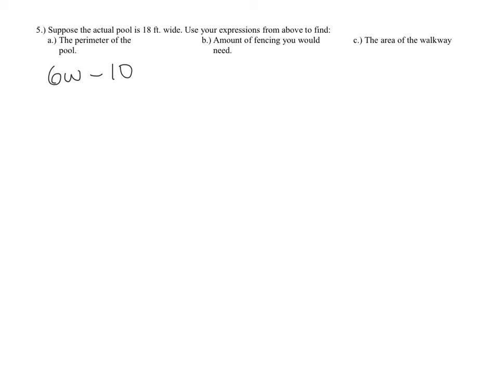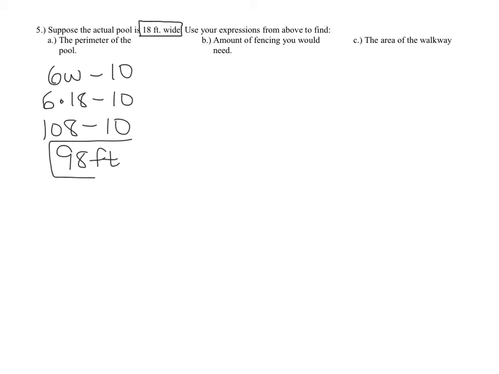Well, I'm saying suppose that the pool is 18 feet wide. Isn't that w, right? 6w means 6 times the width of the pool minus 10. So all I have to do is evaluate the expression. I do 6 times 18 minus 10. And then I just do the math. 6 times 18 is 108. And then I'm going to subtract 10. 108 minus 10 is 98 feet. So I have 98 feet as the perimeter of the pool.